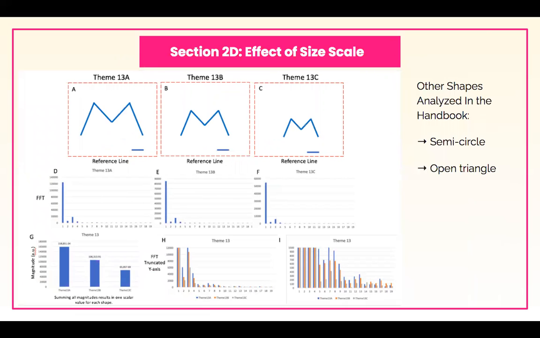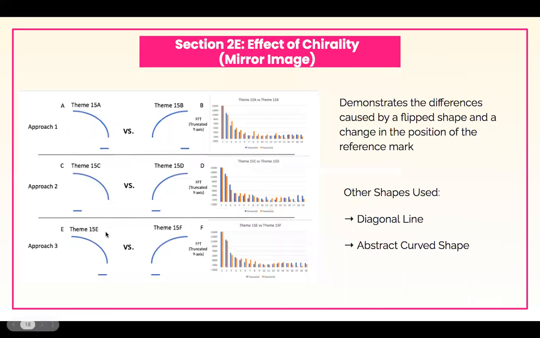Then, 2D reports the effect of size scale. We can see this through an open bow tie on the slide, where the size of the figure decreases through each theme. This directly affects the respective magnitude bars of each shape, which can be seen through panel G. Lastly, 2E describes the effect of chirality or mirror imaging.